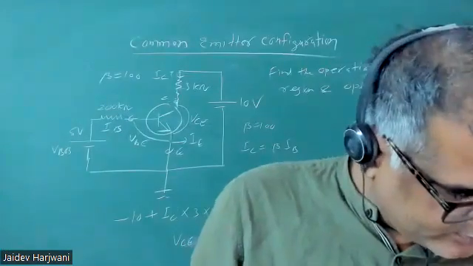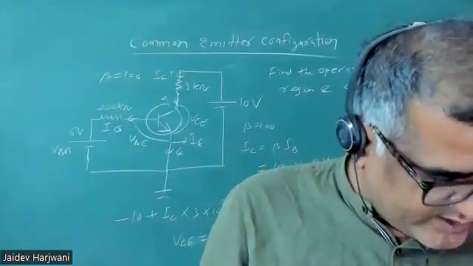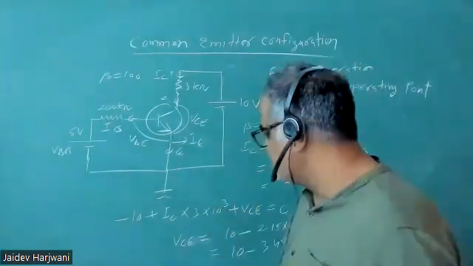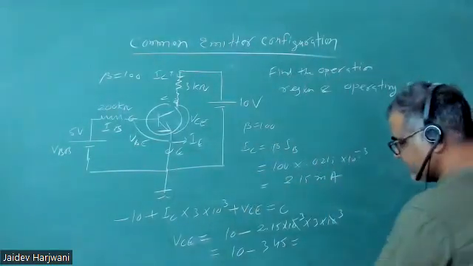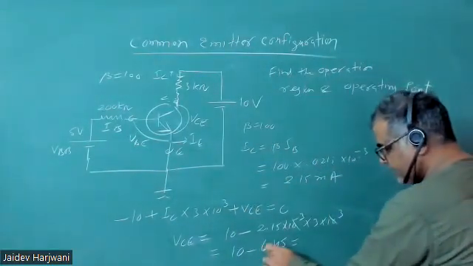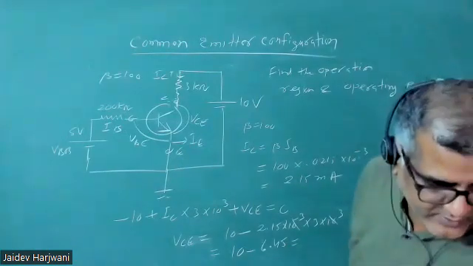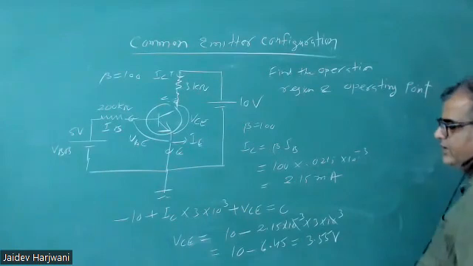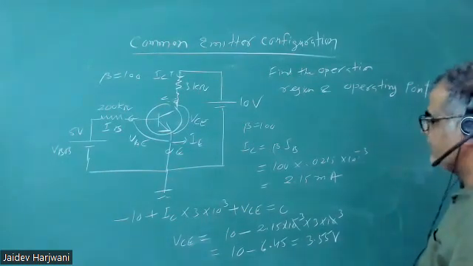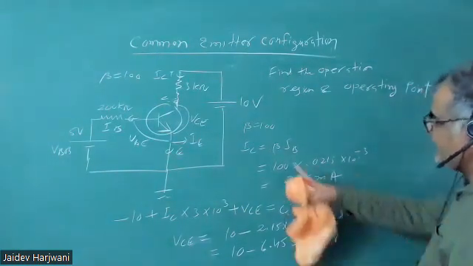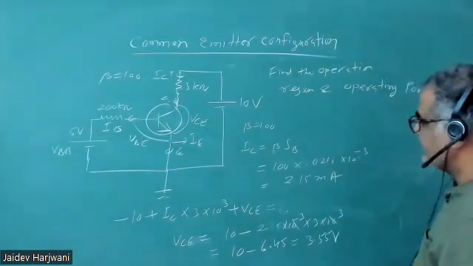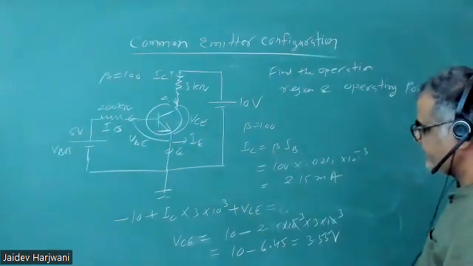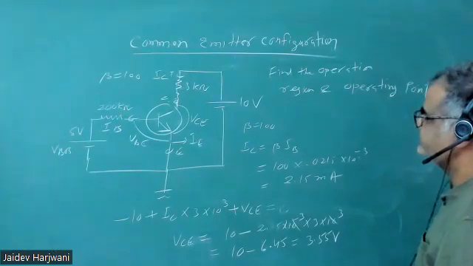6.55? Okay, first tell me if this calculation is right. This will come 6.45. So what will be your answer? Your answer will be 3.55 volt. This is your VCE. So now you have VCE also, and you have IC also. Now tell me what is VCB.